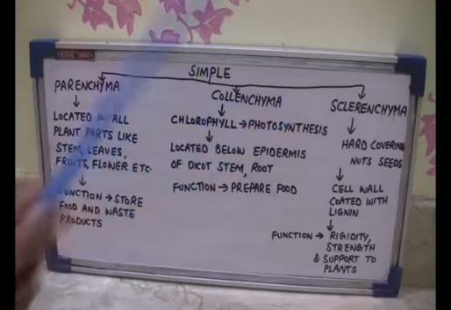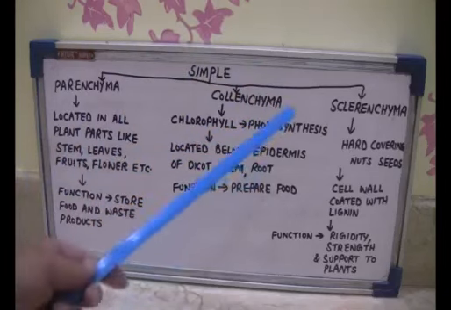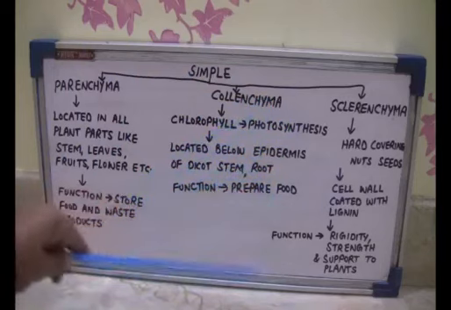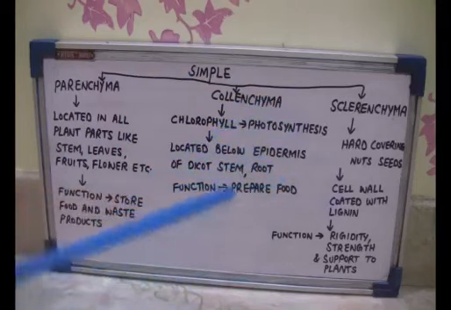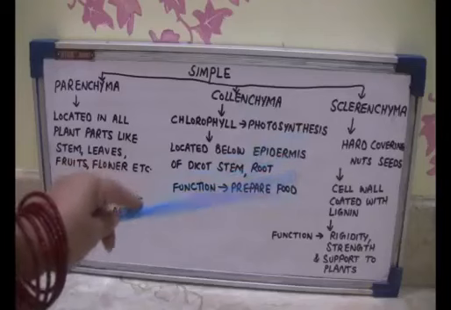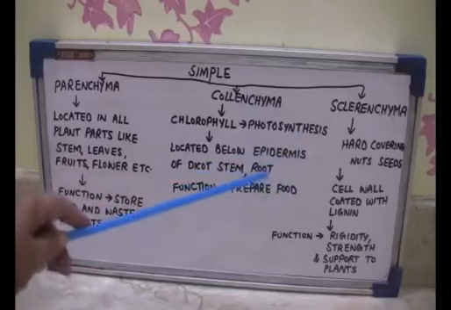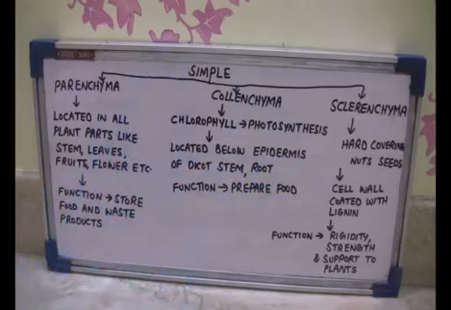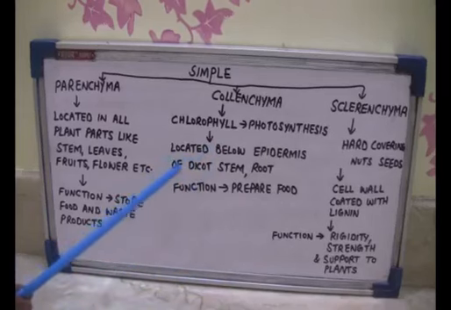Now the third one is sclerenchyma. Sclerenchyma is the hard covering of nuts and seeds, the outer portion of the seeds. And the cell wall of the sclerenchyma is coated with a pigment called lignin. So as they are coated with lignin and their cell wall is very hard, their main function is to provide rigidity, strength and support to plants.